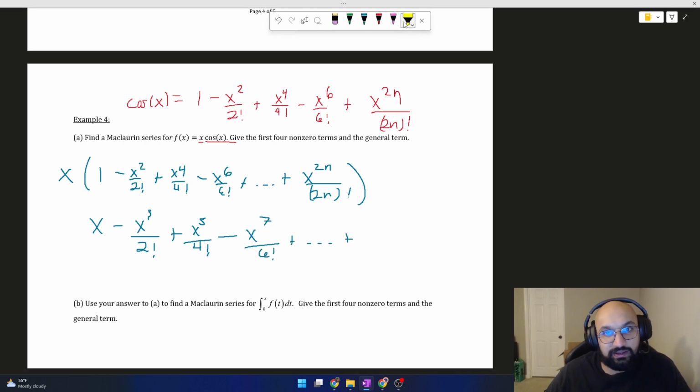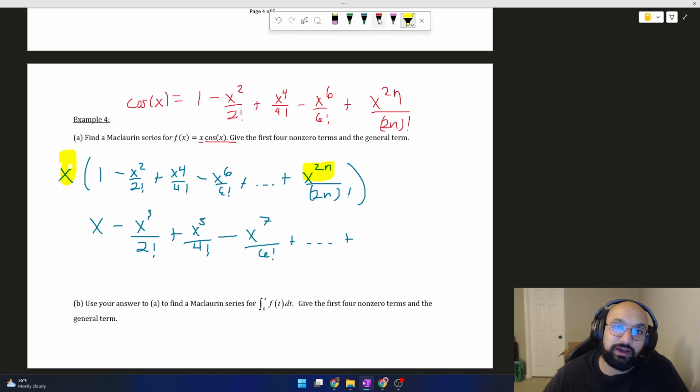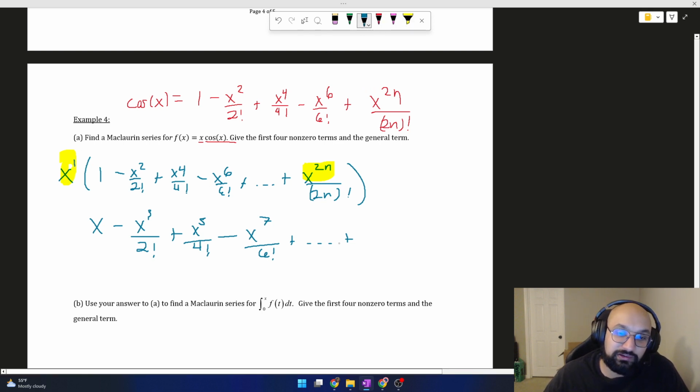When you multiply x by x to the 2n, that's multiplying two things with the same base. When you multiply things with the same base, you add their exponents. There's a hidden 1 here. So as a result, we're going to get x to the 2n plus 1. The 2n in the bottom is still the same. And we are good to go.